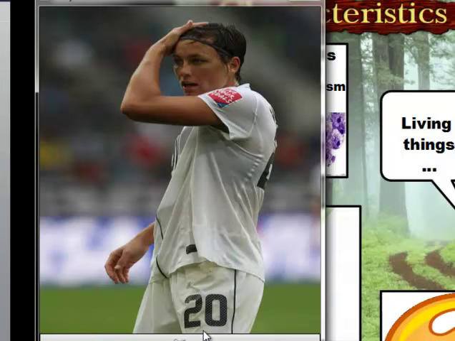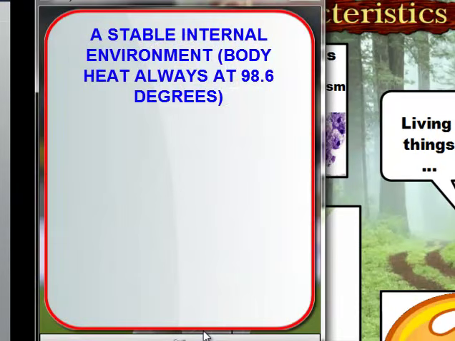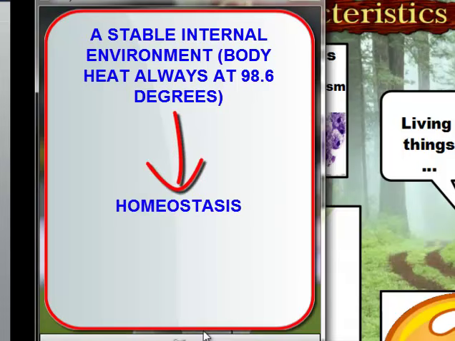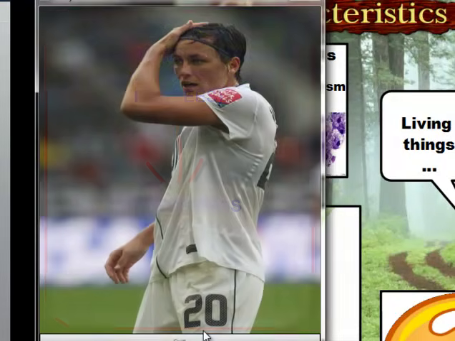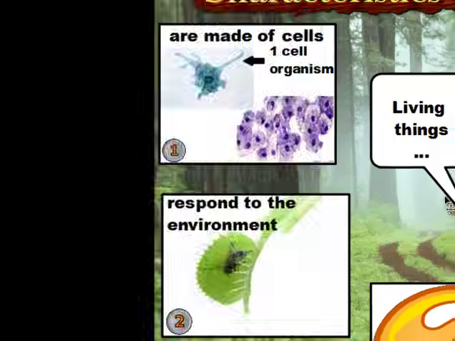Now, the reason why we do this is because our body is trying to maintain a stable internal environment, which means it wants to keep the body temperature at 98.6 at all times. And when we're trying to keep things at a stable environment, we're maintaining what's called homeostasis. Homeostasis is the maintenance of a stable internal environment. That leads us to our next characteristic.